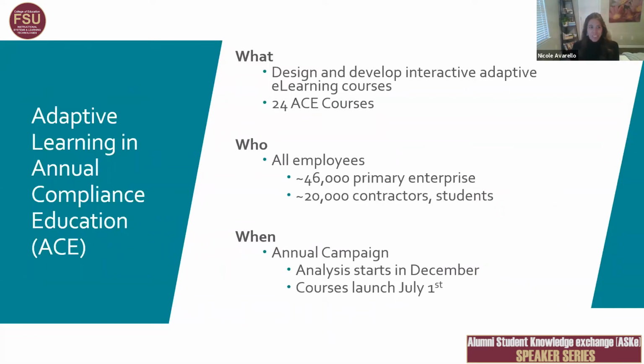So adaptive learning and annual compliance education. I call this ACE. You may see ACE on the screen or hear me talk about ACE. I designed and developed interactive adaptive e-learning courses. We did start with one, but ultimately there were 24 ACE courses. This was for all of our employees. We have about 46,000 enterprise employees and about 20,000 contractors and students. And this is for our annual compliance campaign. The analysis always starts in December and the course is launched July 1st.